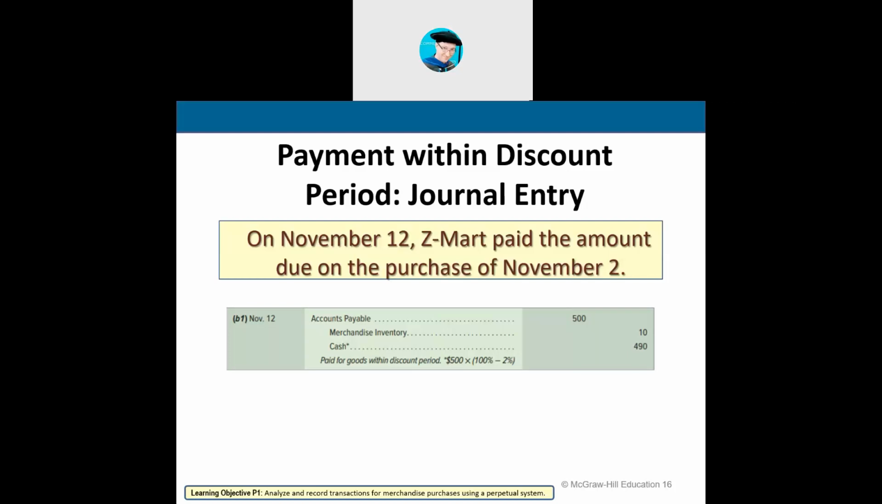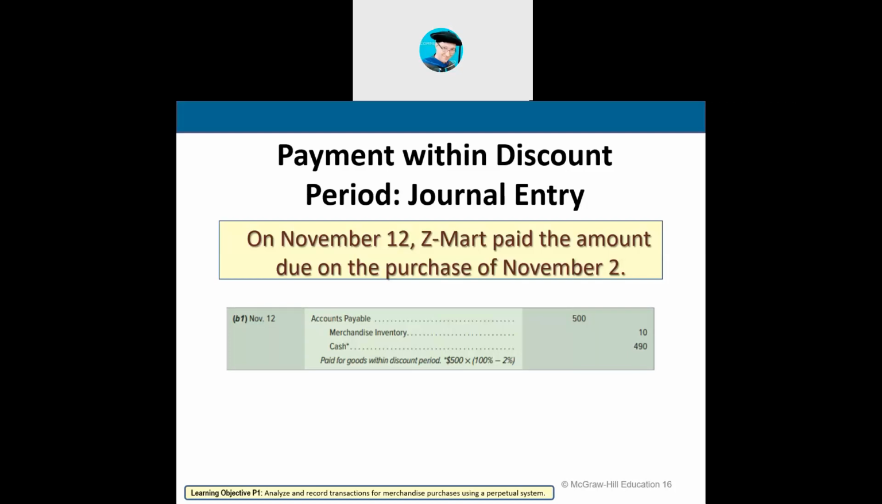Now, on November 2nd, I received my invoice. It said that I owed them $500 within 30 days. Otherwise, if I pay them within the first 10, I can get a 2% discount. So my first transaction is I already put it into accounts payable at 500: I debit my merchandise inventory 500 and I credit accounts payable 500. Now on November 12th, 10 days later, I'm going to pay that and take advantage of the discount. So how do we do that?